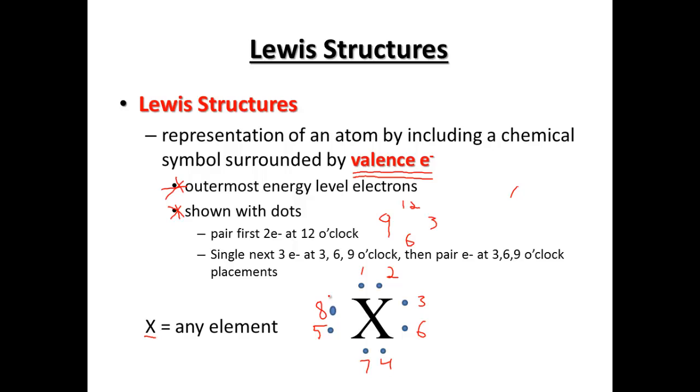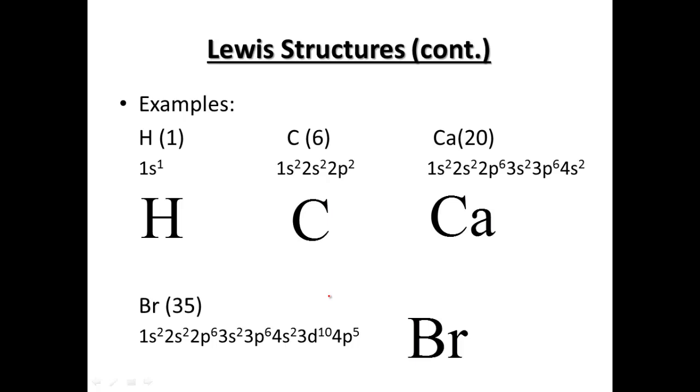To practice a few of these, we've already seen hydrogen, H1, or one proton, so one total electron. So energy level 1, sublevel shape s, and 1 electron inside of it. Since there's only 1 electron in the outer energy level, we just put 1 dot up on here. I don't think that problem's in your notes, but just to show that one.